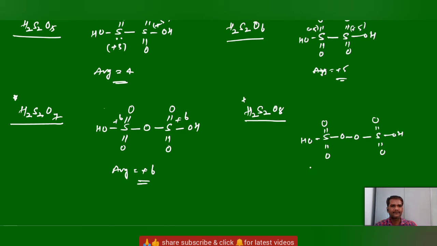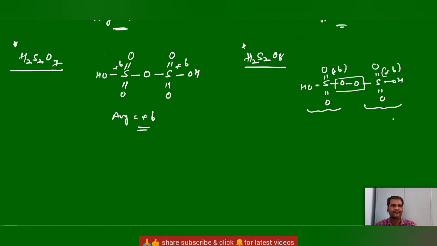Now, this is the left side, this is one sulfuric acid and this part is one sulfuric acid. These two sulfuric acids are linked through the peroxy bond. So it is peroxydisulfuric acid, Marshall's acid. Again, the oxidation state of this sulfur is plus 6 and this one also plus 6. Both have the same. Then the overall or average oxidation state is plus 6 for Marshall's acid.